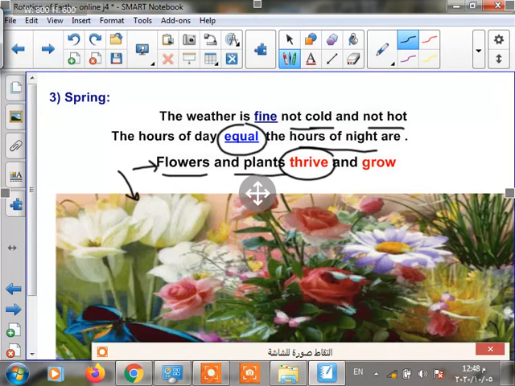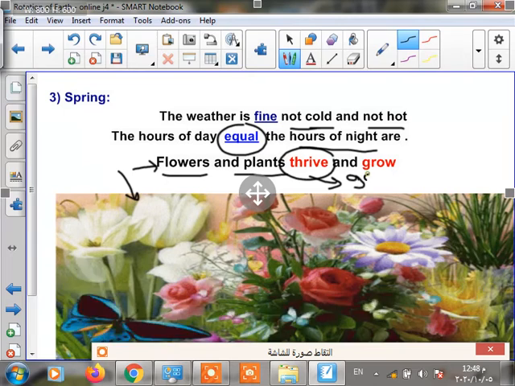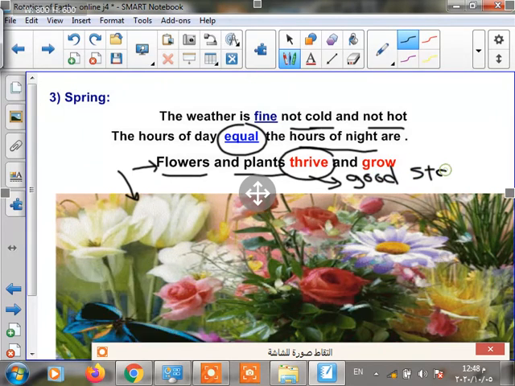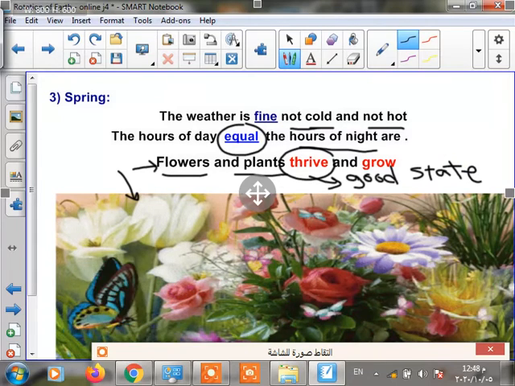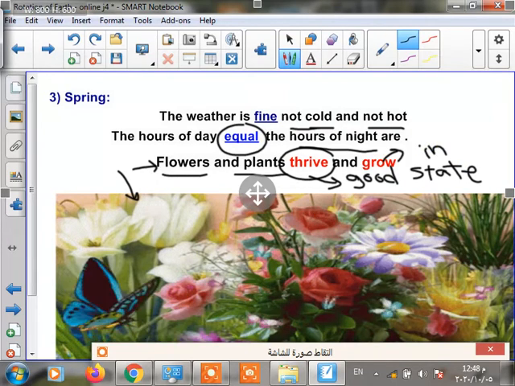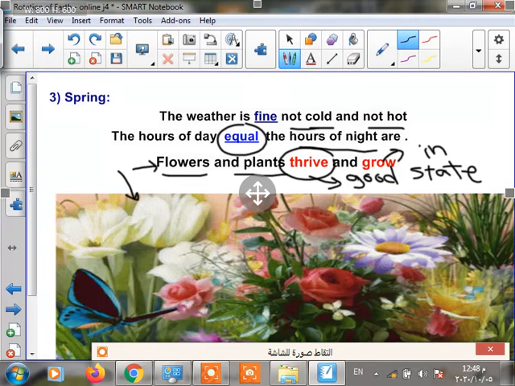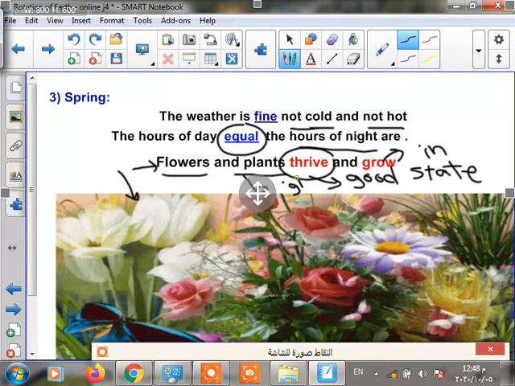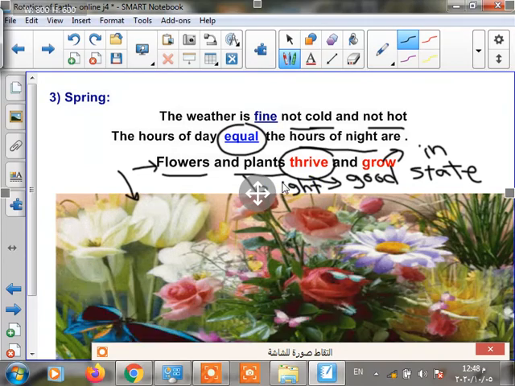What's the meaning of thrive? They will be in a good state, in good state and grow healthy. They are very healthy, with bright colors of flowers and trees.